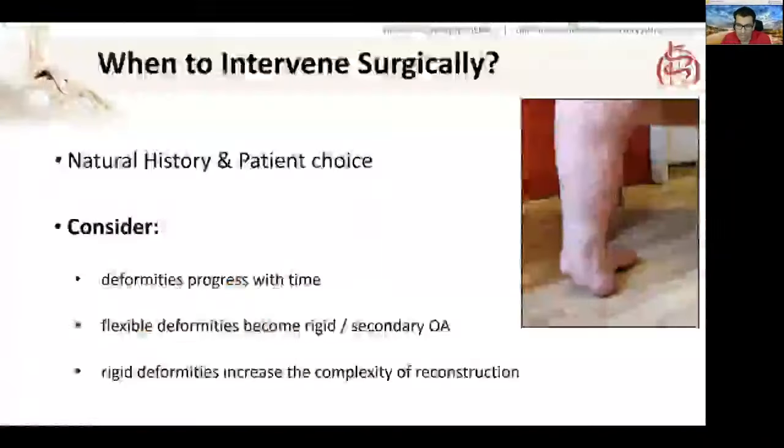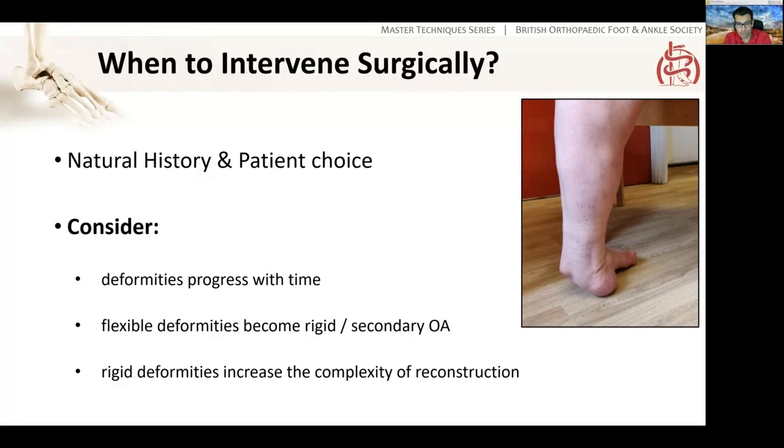And you have to remember that when you intervene surgically is just as important as what you do surgically, because especially with neurological feet, patients live their entire lives with this problem. And they have lives, things progress, they have to go to university, then they get married, and they have children, and lots of things happen. So you have to be able to guide them. You also have to consider that deformities progress with time, and what's flexible now may become rigid and develop arthritis later. And if it's rigid and it's arthritic, then the complexity of your reconstruction increases.